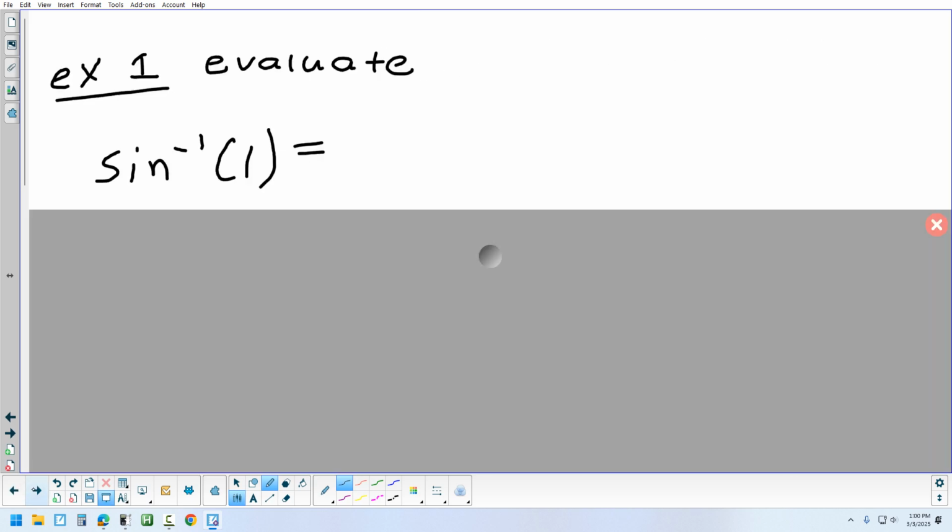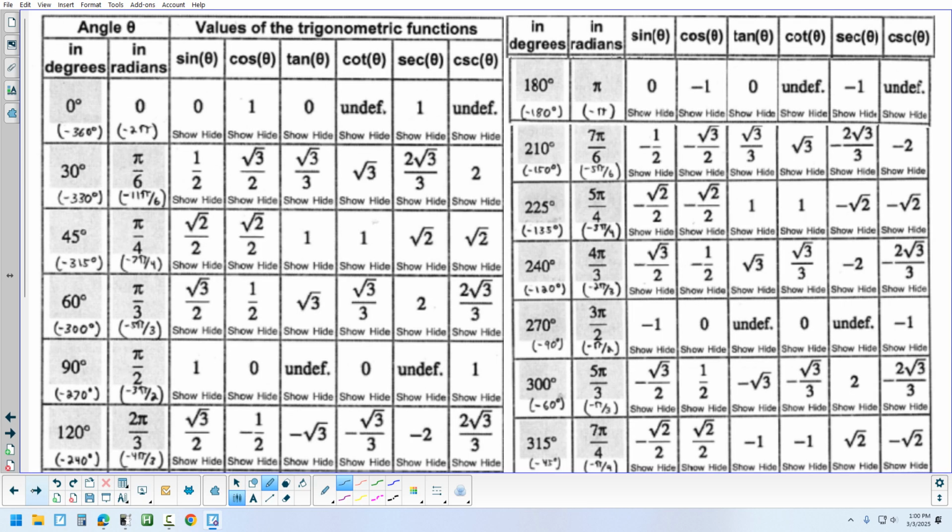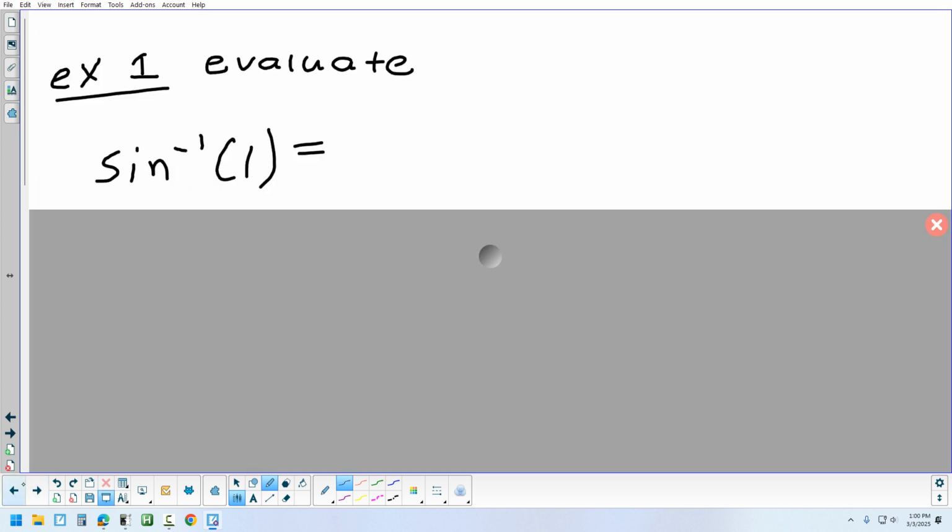So let's look at this. This is a chart that has all the different angles we did last week. All the multiples of 30 and 45. And then it has the sine, the cosine, it has all of them. Okay, so it's got every angle and then all the trig functions. We're going to use this to figure out the inverse sine of 1. Okay, we're going to look it up on the chart.